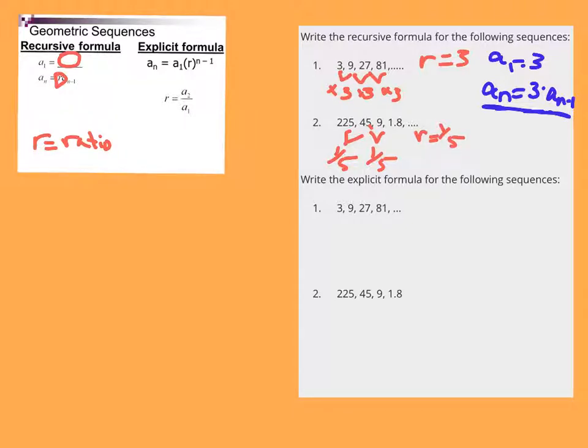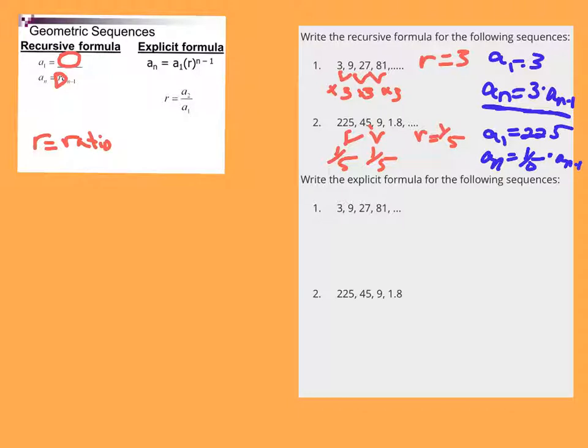So to write out my recursive formula, I'm going to say my first term, A sub 1, is equal to 225, and then my next term, A sub n, is equal to 1/5 times my previous term, which is A sub n minus 1. So just 2 pieces are being substituted in.